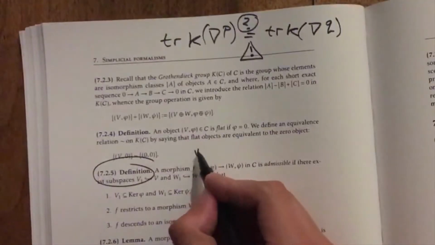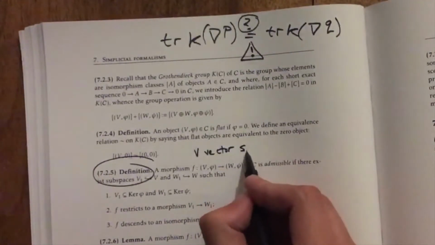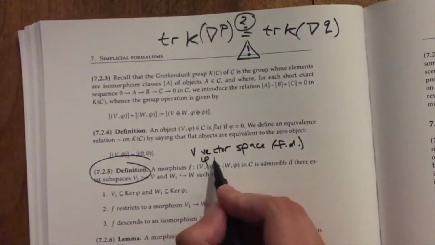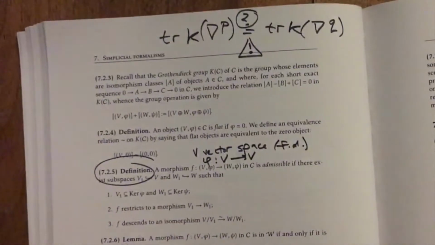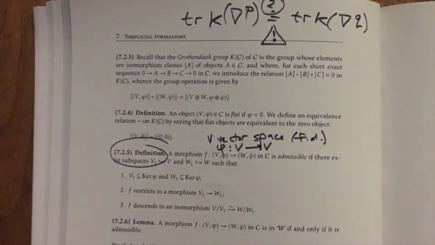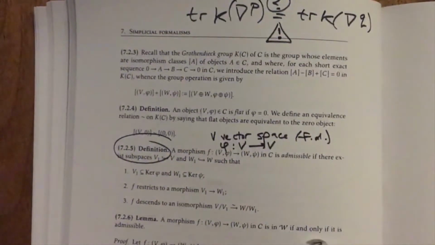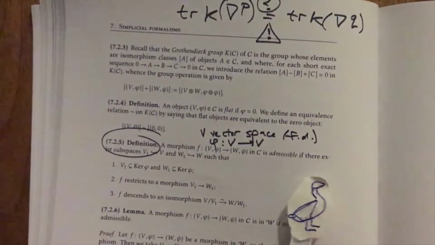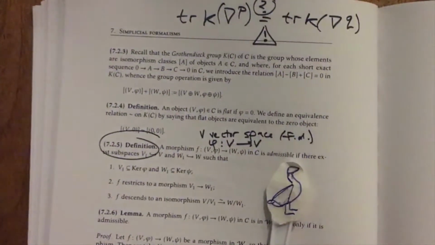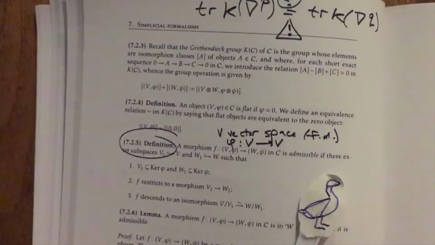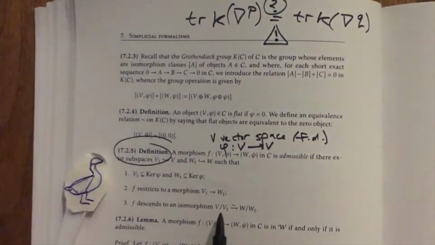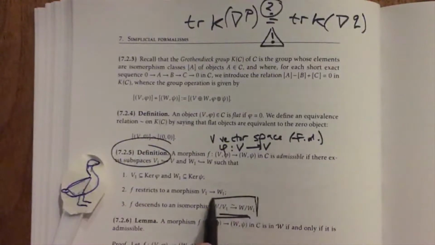Given pairs (V, φ) of finite dimensional vector spaces and endomorphisms on those spaces, we say that a morphism F from (V, φ) to (W, ψ), which is assumed a priori to commute with the endomorphisms, is admissible if there exist subbundles V1 in V and W1 in W, such that firstly F restricts to a morphism from V1 to W1, and secondly, further descends to an isomorphism on the quotients V/V1 to W/W1.